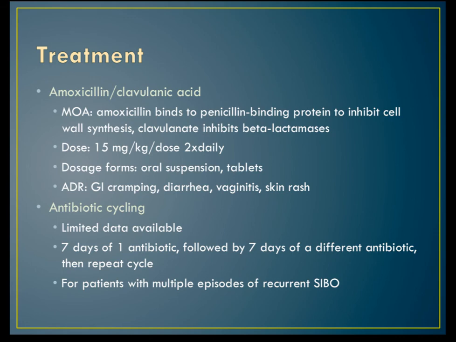Another mechanism of using these antibiotics is a process called antibiotic cycling. There's very limited data available to support this. However, for patients who really have recurrent episodes of gram-negative sepsis, or for patients that just have recurrent episodes of small intestinal bacterial overgrowth that's really affecting their quality of life, it can be something that you can consider for a patient. It's where you use one antibiotic for 7 days, and then for the next 7 days you use a different antibiotic, and then you repeat the cycle. So you're basically just always suppressing a different group of gram-negative enteric organisms.